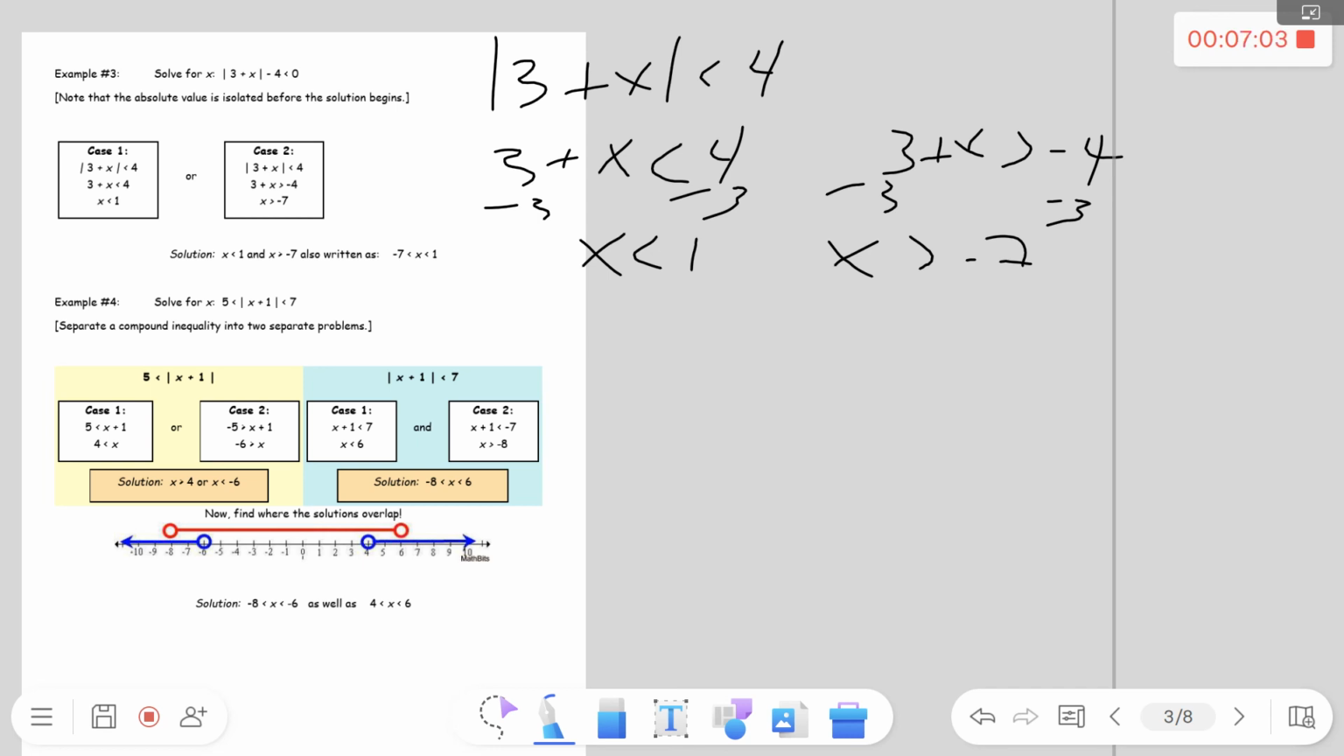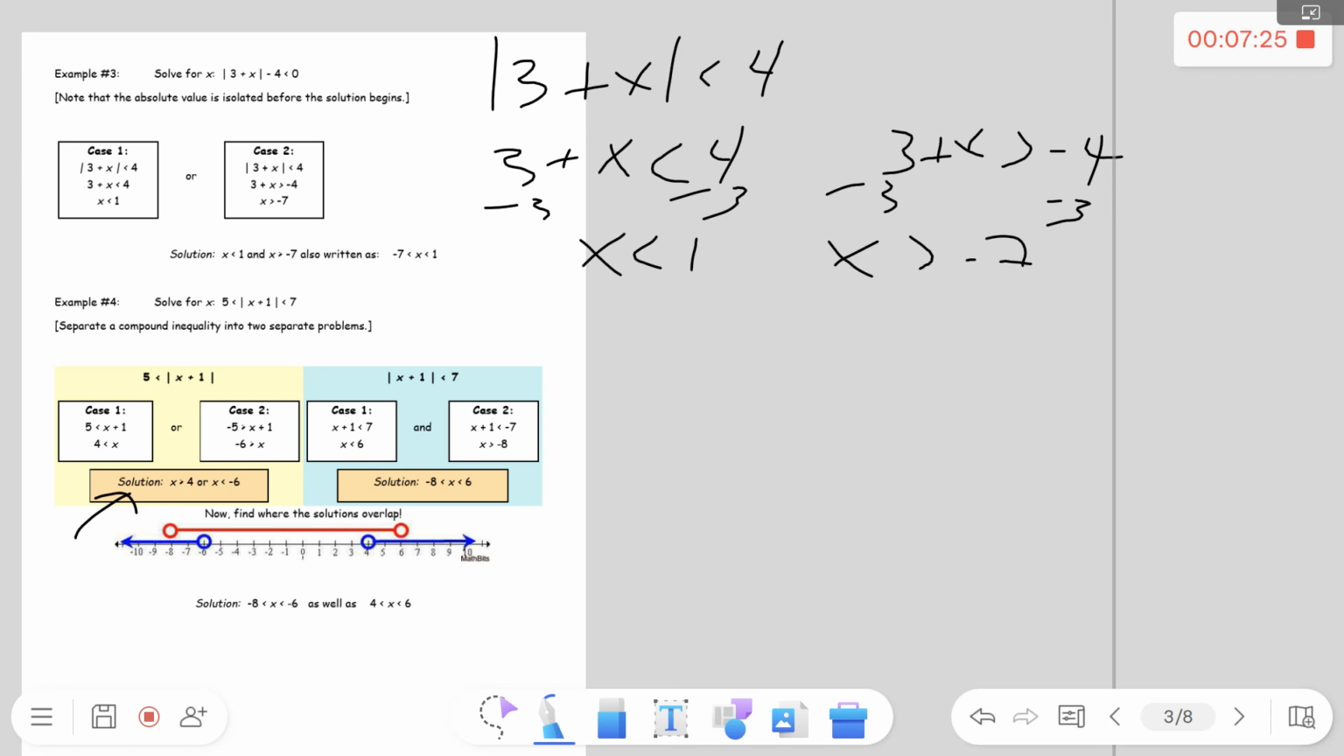So we take the first one. I'm going to take the 5 is less than absolute value of x minus 1. You do that out. You actually solve each one of them out. You see, you end up with x is greater than 4, or x is less than negative 6. I put both those on the number line.